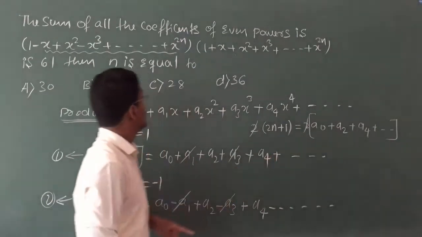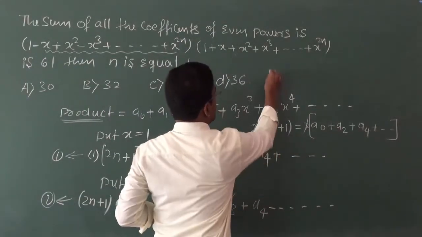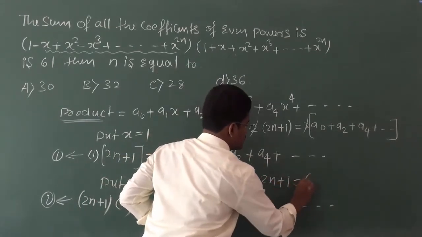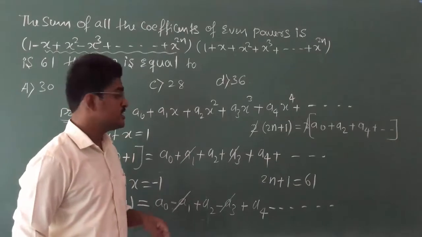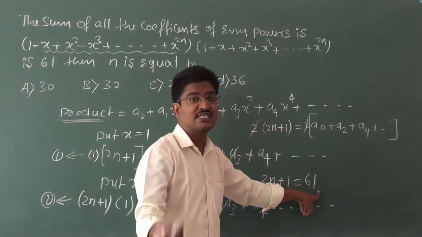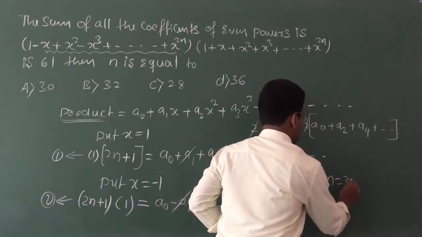This is given here, that is 61. So 2n plus 1 will be equal to 61. If I take plus 1 on this side, it will be 61 minus 1, 60. So if I simplify, n will be equal to 30.